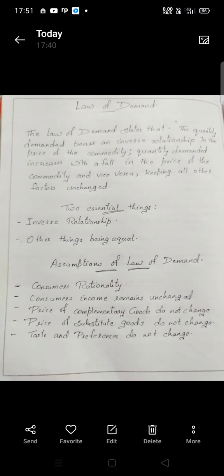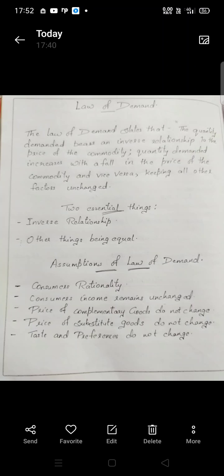The law of demand states that quantity demanded bears an inverse relationship to the price of the commodity. Quantity demanded increases with a fall in the price of the commodity and vice versa, keeping all other factors unchanged. Okay, so keeping all other factors unchanged. What does this mean? The determinants of demand we had already discussed, isn't it? That is the other factors. Here it is mentioned, keeping all other factors.